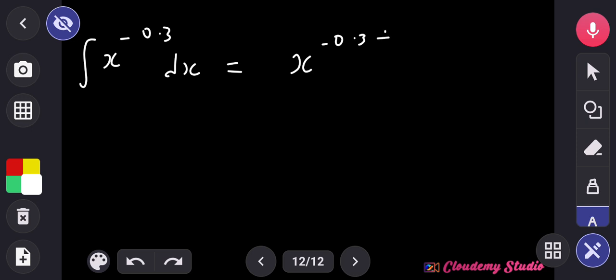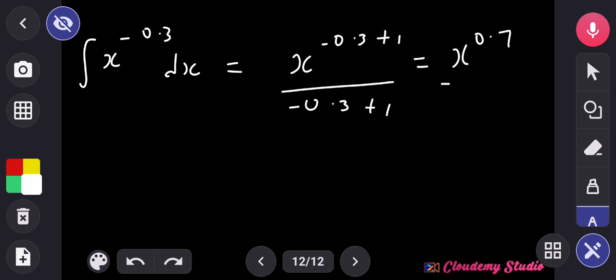integrate x to the power minus 0.3 dx. So what are you going to be having? How are you going to do this now? X to the power minus 0.3 dx. So integrate it. You're just going to be having x to the power minus 0.3 plus 1 divided by minus 0.3 plus 1. And that's going to be giving what? X to the power 0.7 divided by 0.7.